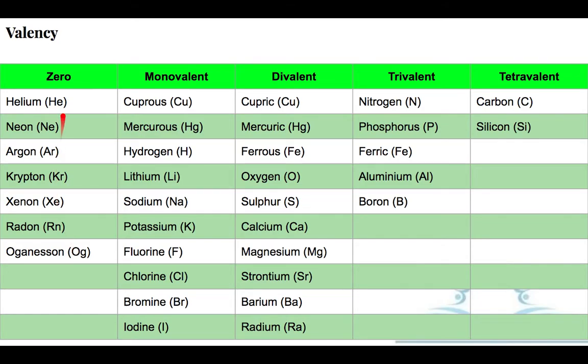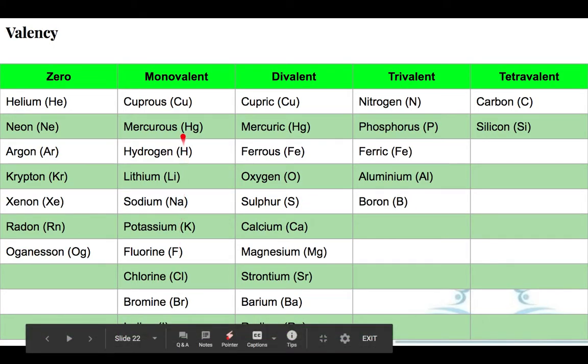The valency of these elements is 0 because, if you remember, they are inert gases. They are in an octet or duplet state, so they do not lose or gain electrons to become stable. Since they do not lose or gain electrons, their valency is 0. Whereas these elements lose or gain one electron, so their valency is 1.